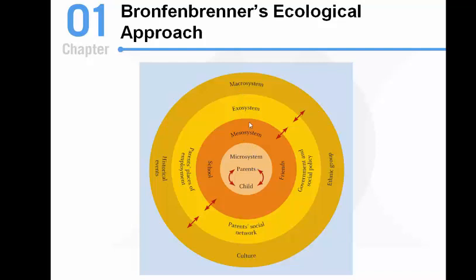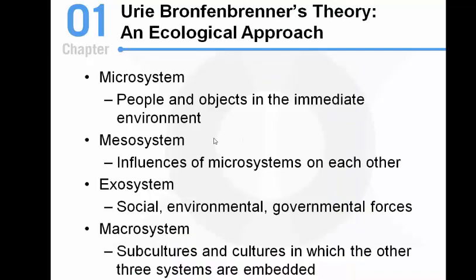But as you move further out, they get a little bit further away from you, and they're a little bit less under your control. So you're in the middle, and then right around you, you have your microsystem. Your microsystem would refer to the people and the objects, the things that are closest to you. Your microsystem is made up of the people that you interact with on a daily basis. Now, your microsystem would look different from other people's microsystems.